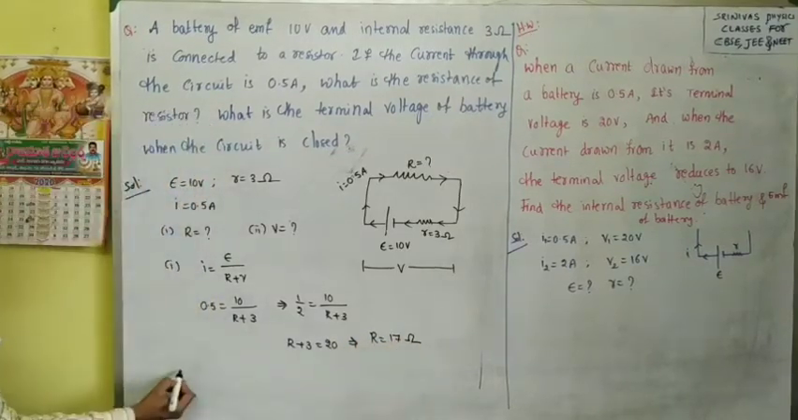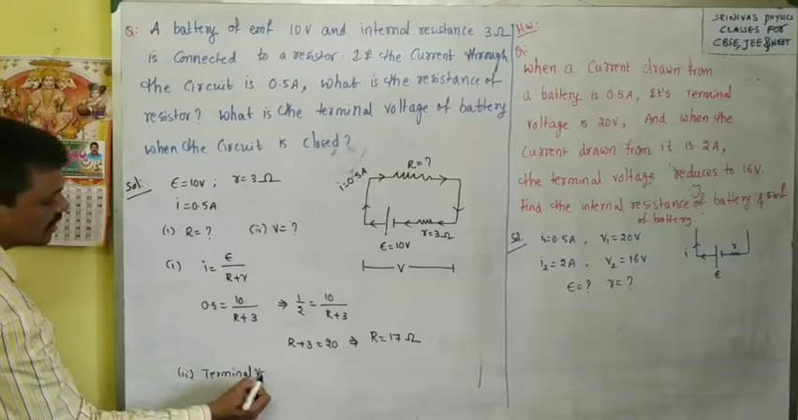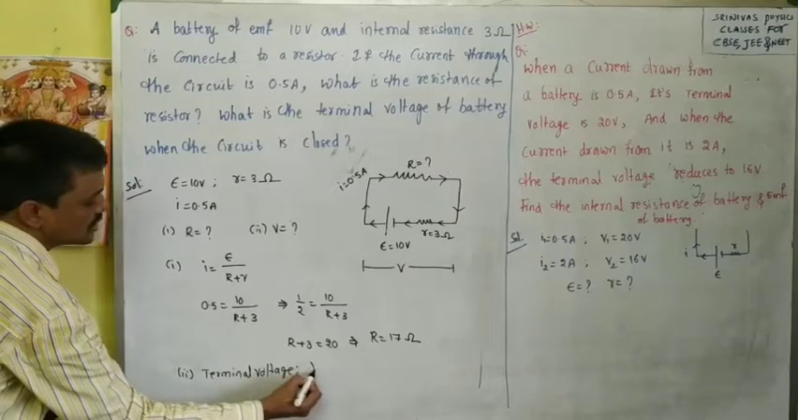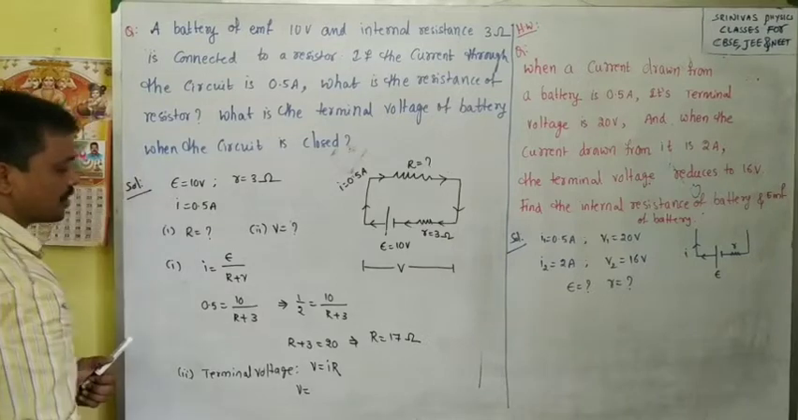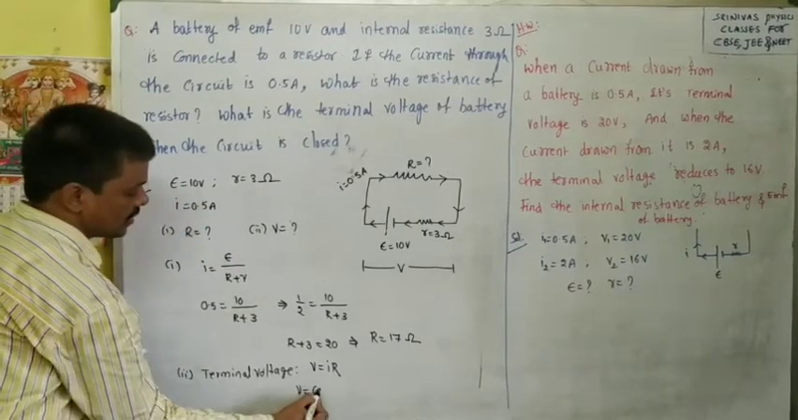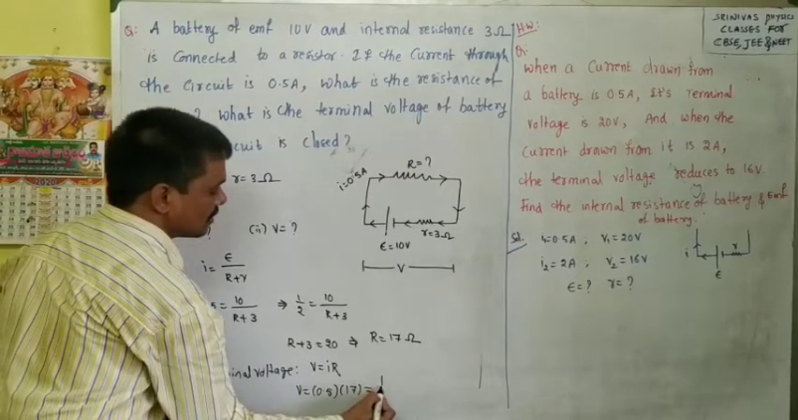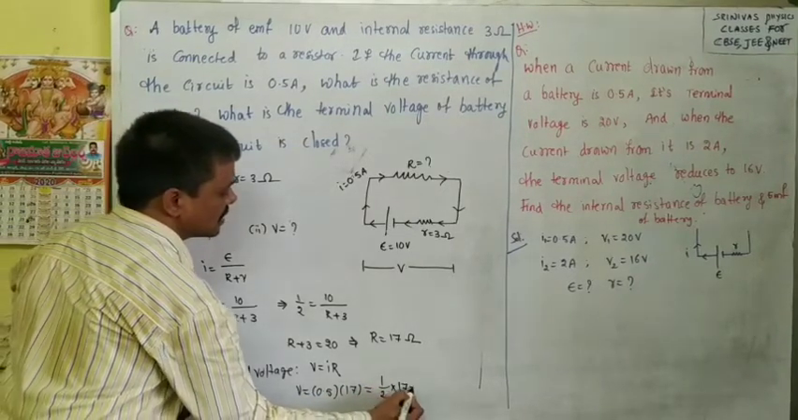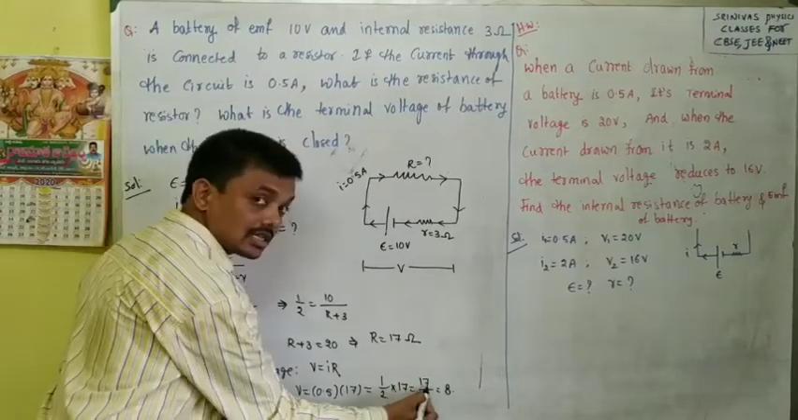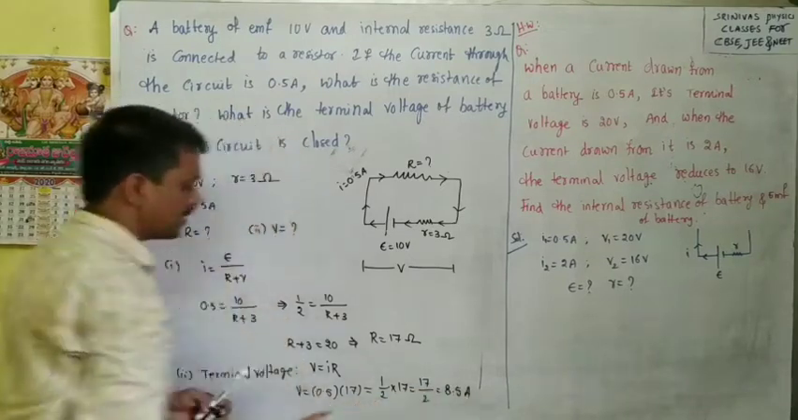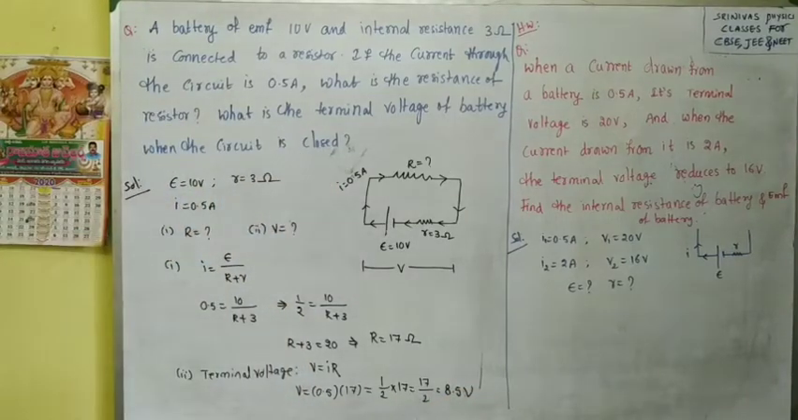It was very simple. The second question asks for the terminal voltage. What is the formula for the terminal voltage? We can use either V is equal to IR or V is equal to E minus Ir. Any one you can use. V is equal to IR is a simple formula. I we know already, 0.5, and capital R is also 17. So 0.5 is 1 by 2 into 17, that is 17 by 2, which is 8.5 volts. This is the solution. It was very simple, right?